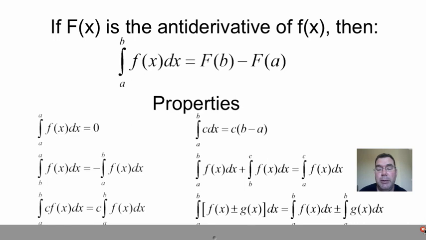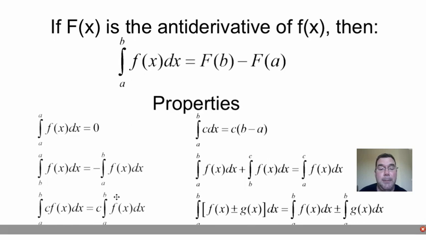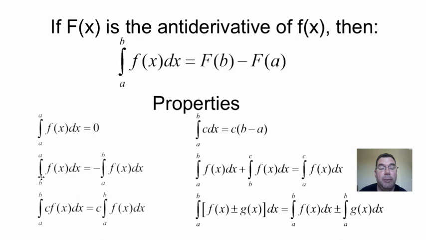Also, another property you need to know is that if you go from b to a instead of going from a to b, then the area under the curve, even though it's hard to think about areas as being negative, is going to be the negative of what I would have gotten if I had gone from a to b.